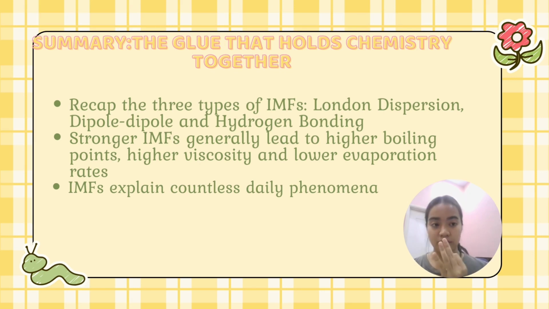To summarize what we've covered today, the invisible glue of chemistry comes in three main types: the universal London dispersion force, the permanent dipole-dipole force in polar molecules, and the exceptionally strong hydrogen bond. The key takeaway is simple: stronger IMFs require more energy to overcome. This means substances with strong IMFs have higher boiling points, are more viscous, and evaporate slower. These fundamental forces are why water is liquid and not gas, why honey is thick, and why oil and water don't mix. They truly explain countless daily phenomena.